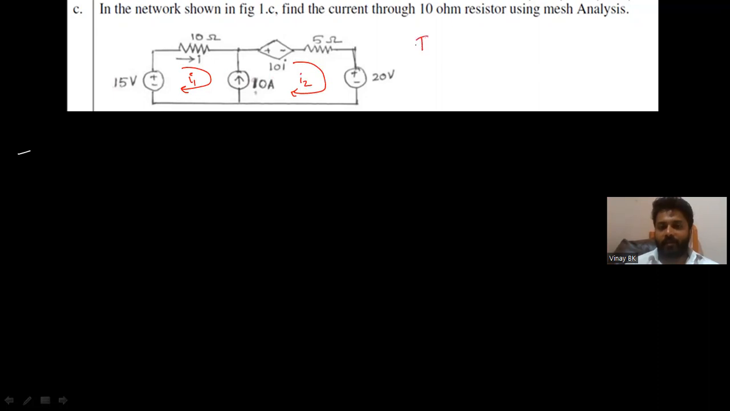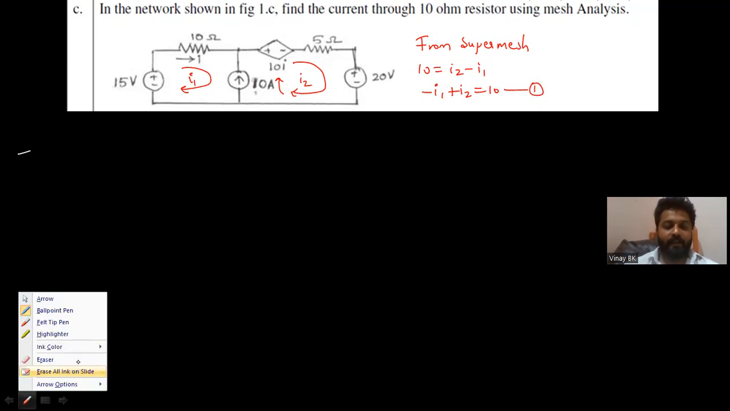Then from the super mesh, you will get one equation, that is 10 ampere. You can see the direction of 10 amperes is the same as the direction of I2. So 10 equals I2 and I1, which are in opposite direction, so I2 minus I1. Also I can write it as minus I1 plus I2 equals 10. This is equation number 1.